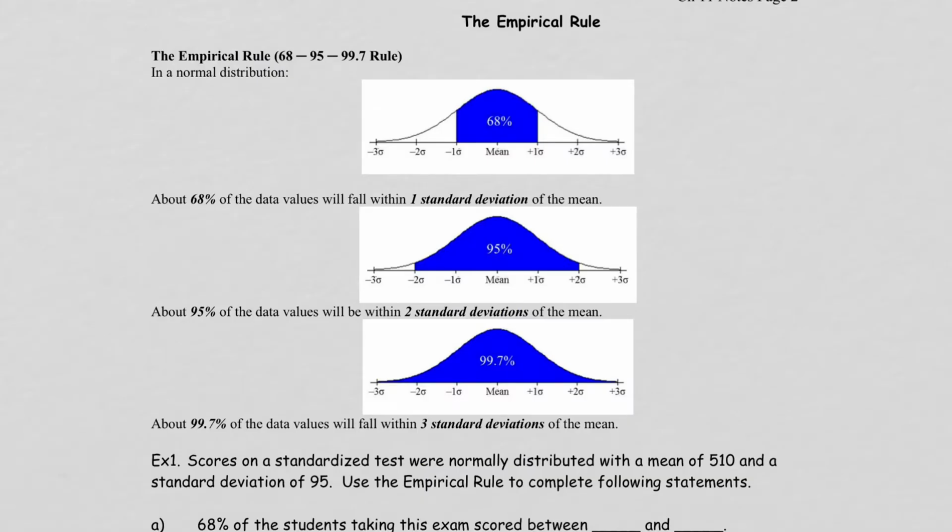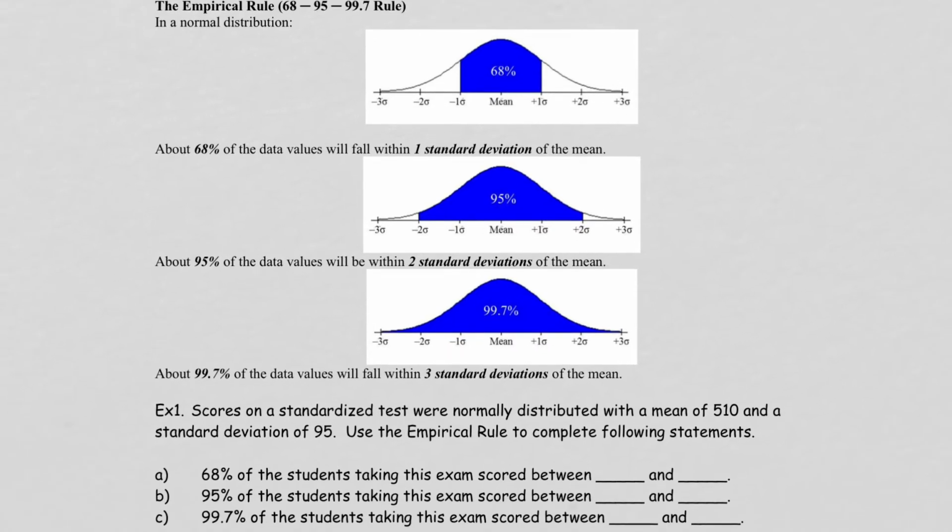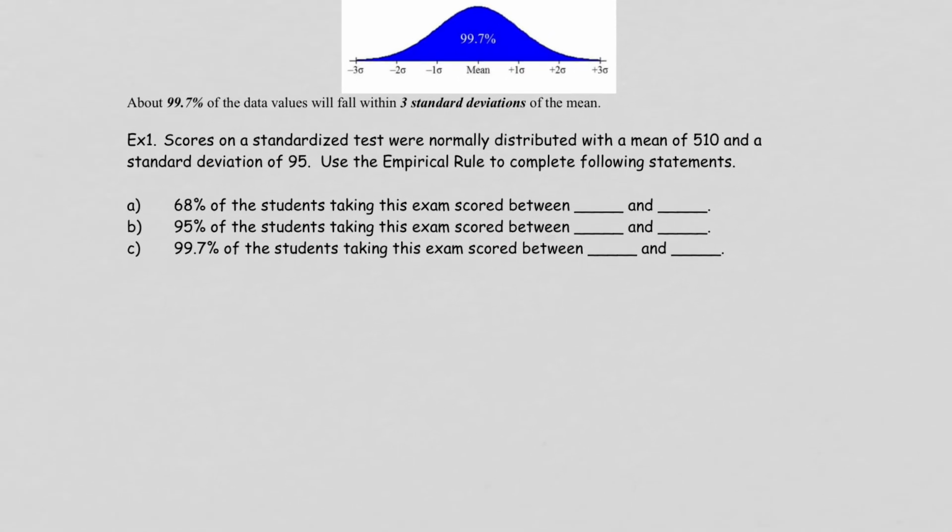I explained a little bit about the empirical rule, right? The empirical rule where you have 68% within the first standard deviation, 95% in the second, 99.7% in the third, right? With that information, let's see if we can answer these questions. This problem says that standardization tests were normally distributed with a mean of 510 and a standard deviation of 95. Use the empirical rule to complete the following statements.